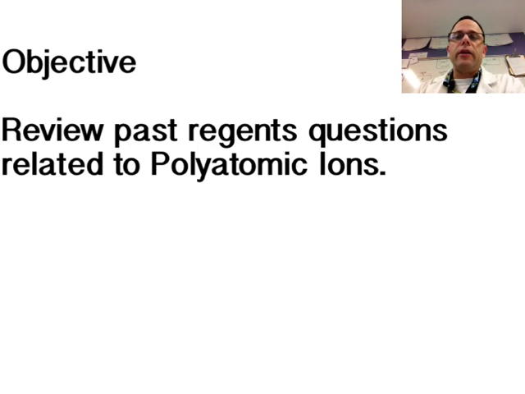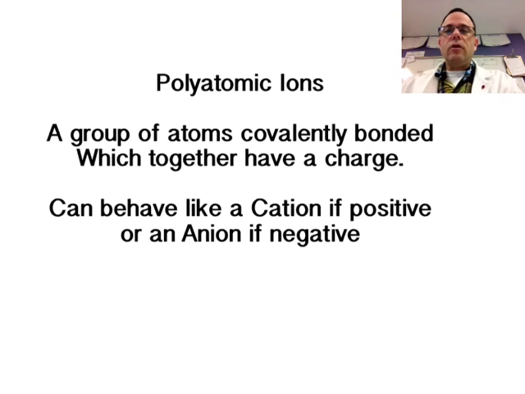Hi everyone. Okay, the objectives for this video are to review past Regents questions related to polyatomic ions. So let's first remind ourselves what a polyatomic ion is. A polyatomic ion is a group of atoms covalently bonded which together have a charge. Now, a group of atoms, we get that meaning from the prefix poly, and atomic, atoms. And together they behave like an ion. Now these can behave like a cation if they are positively charged, or act as an anion if negatively charged.